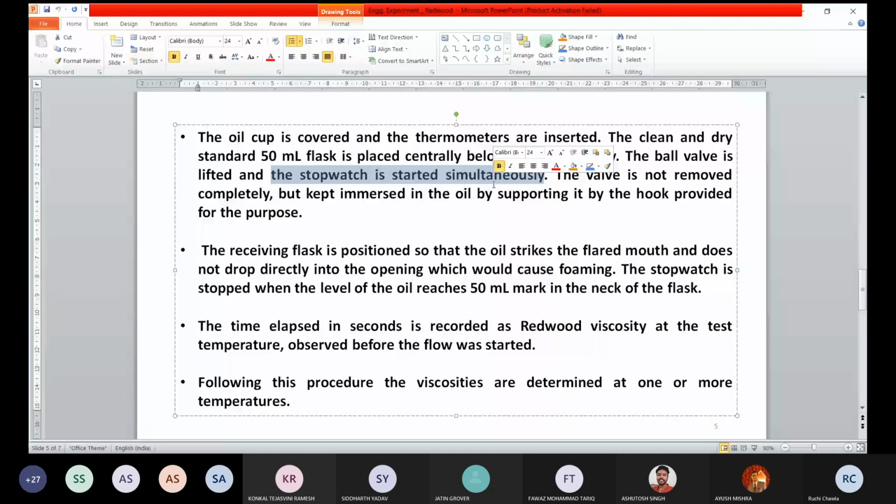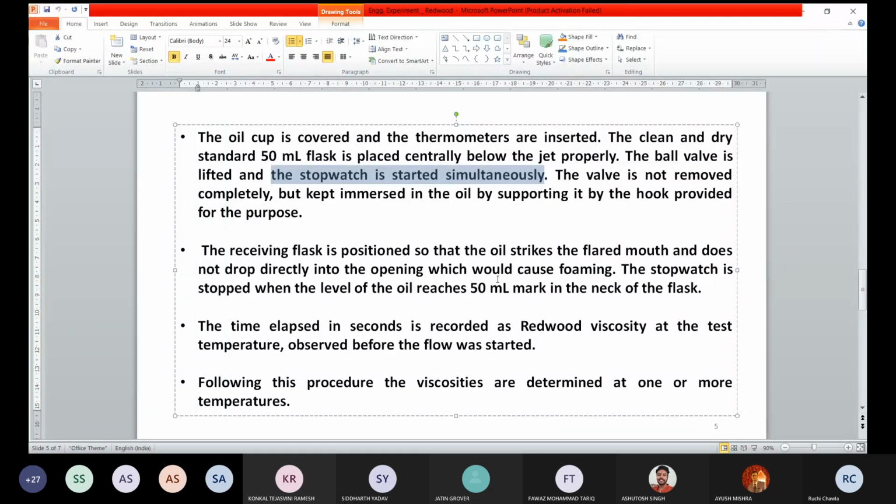And the valve is not removed completely, means it is not like a spoon that you will remove from the oil cup and place on the surface on which you are performing the experiment. There is a hook there on which you can actually suspend it in the machine itself. So it is not removed completely, it is allowed to remain immersed in the oil cup itself, supported by the hook provided for the purpose. You will not remove it completely and place it on the table on which you are working.